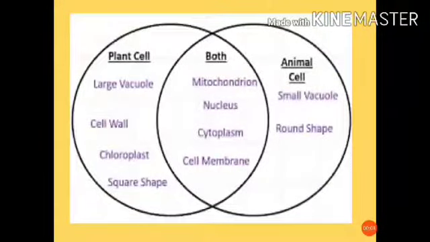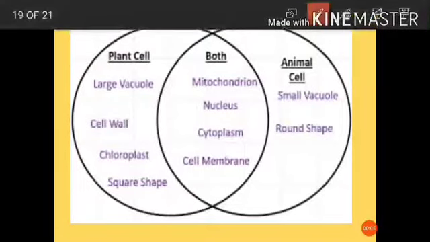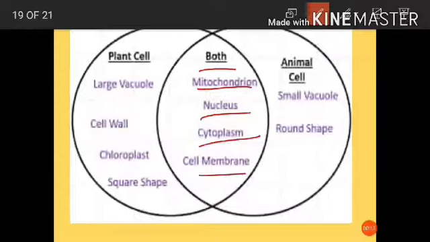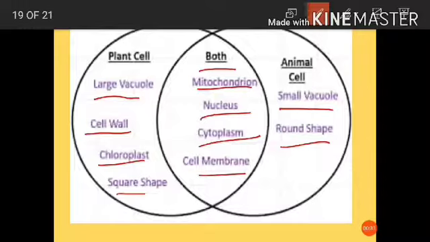Let us see their comparison in Venn diagram form. See here, in both plant and animal cell, mitochondria, nucleus, cytoplasm and cell membrane are present, while in animal cell, vacuoles are either small sized as I have told you earlier or absent and their shape is almost round. But in plant cell, large sized vacuoles are present, outer layer cell wall is present, chloroplast is present and they are almost square in shape.